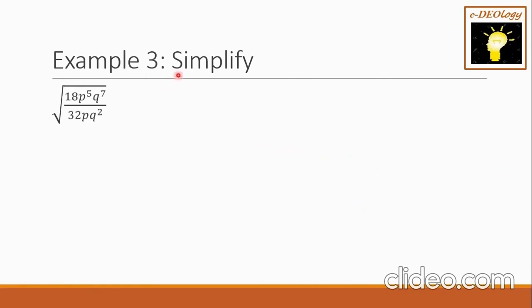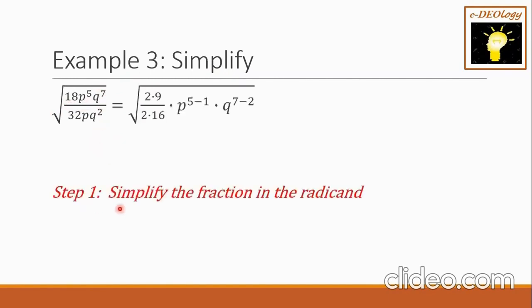Let's have example 3. Let us simplify this big radical, and inside is a fraction. The numerator is 18p raised to 5 q raised to 7 all over 32p q squared. In step 1, we need to simplify the fraction. In here, we're going to group the numbers, we're going to group the variable p, and we're going to group the variable q.